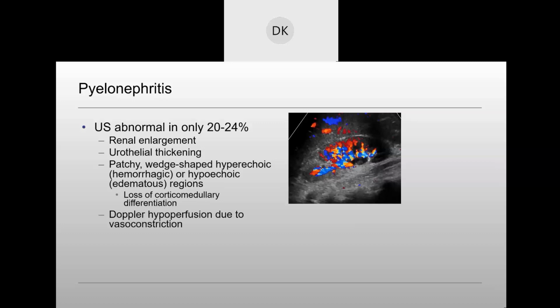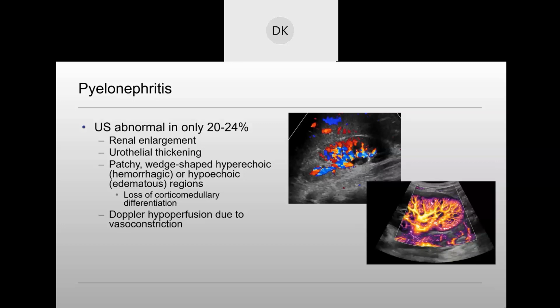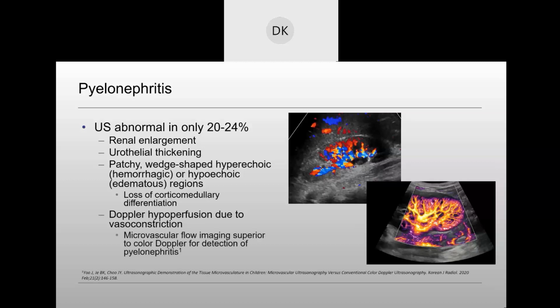When we add color Doppler, you can get hypoperfusion due to vasoconstriction, and that's because in the area of pyelonephritis, you have this interstitial edema with tubular obstruction, and it stretches the interlobar arteries, decreases the blood flow. Now, a newer technique that we have on our Samsung machines is this microvascular flow, and that gives us a bit better view of the detection of pyelonephritis. And studies have actually shown that that's superior to color Doppler for detecting pyelonephritis.